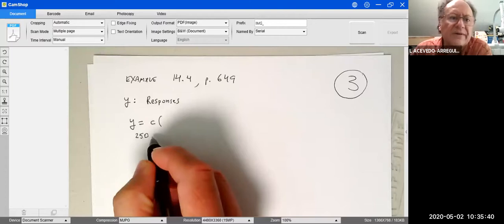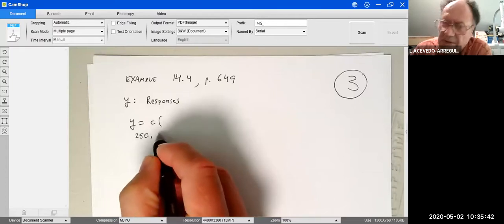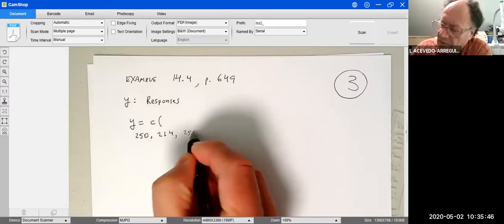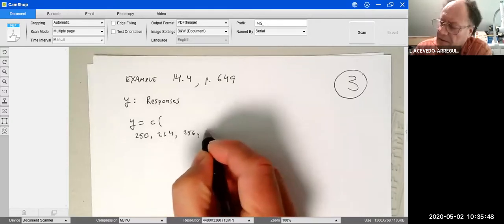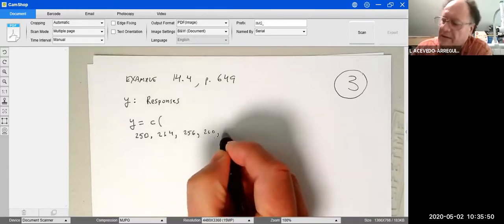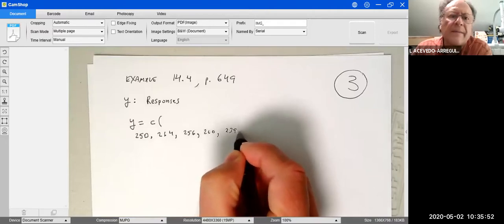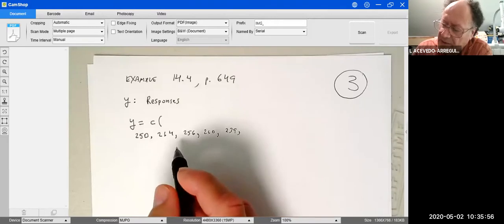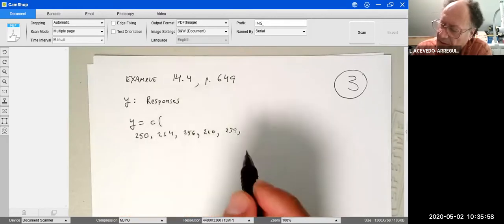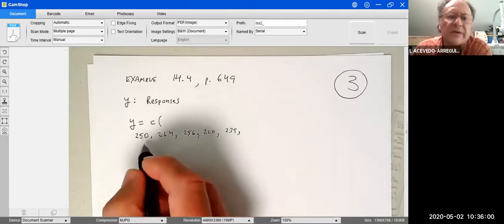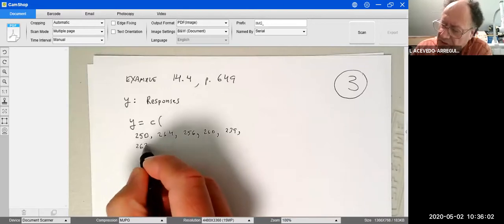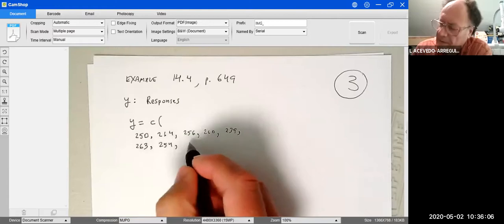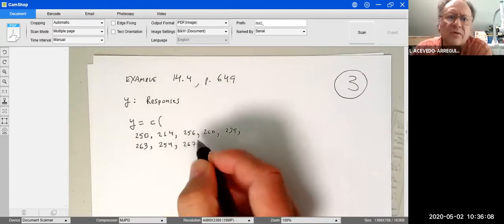So I'm going to start writing the numbers: 250, 264, 256, 260, 239, and then I'm going to start with the second row. I'm just copying the table that I just showed you a minute ago. So the next row is 263, 254, 267, and you can do this in R now.